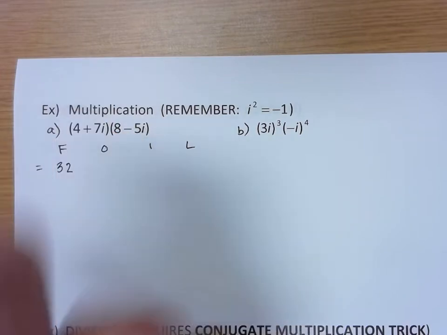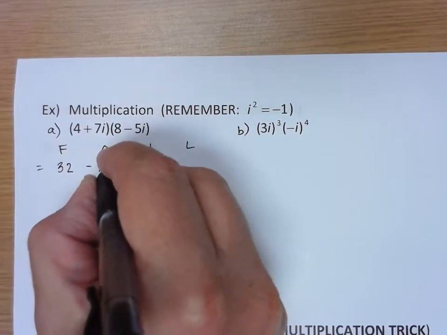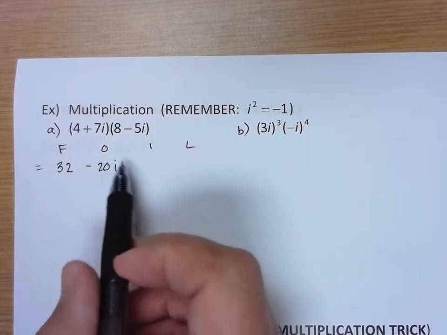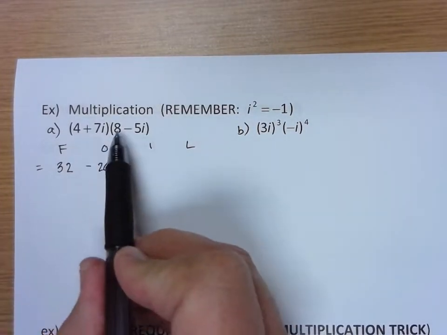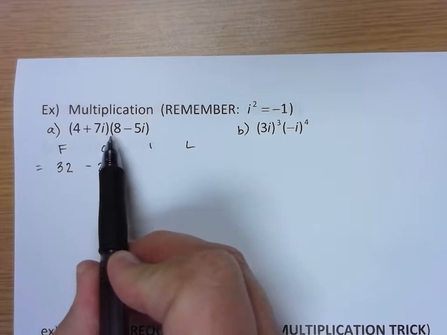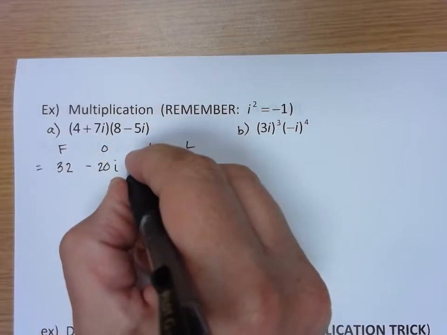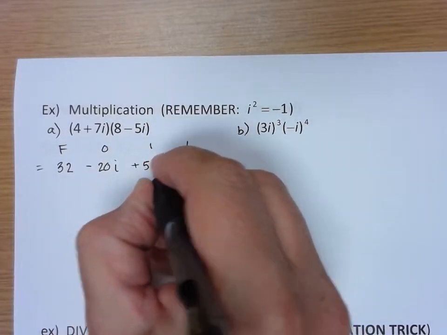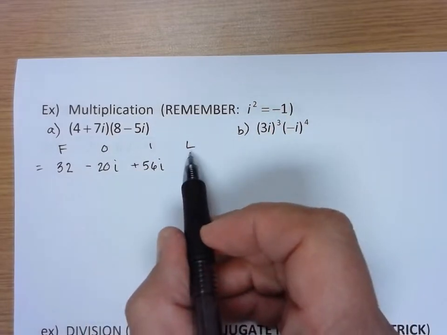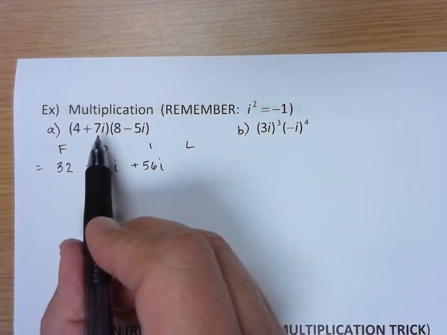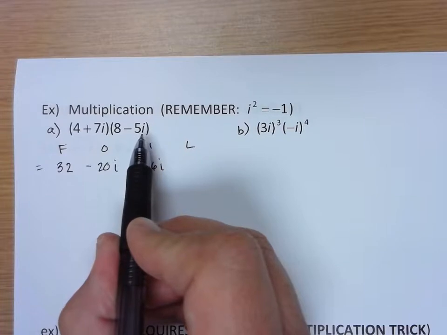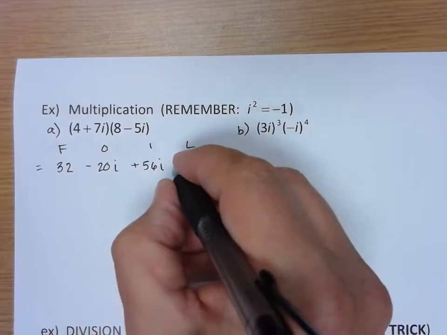4 times negative 5i is going to be negative 20i. For the I part of FOIL, positive 7i times positive 8 will be plus 56i. And then finally, last times last, 7i times negative 5i is going to give you negative 35i squared.